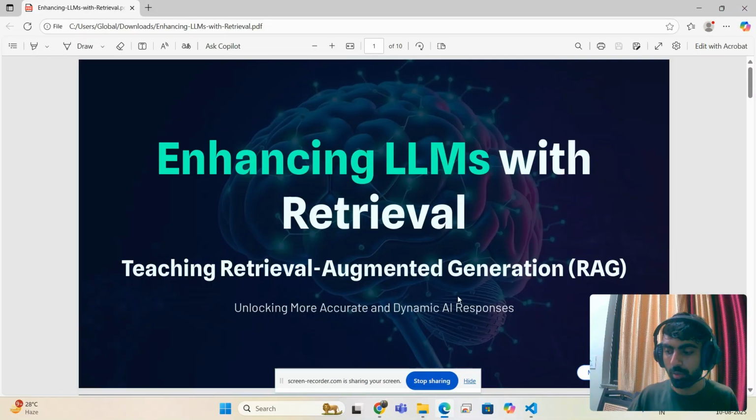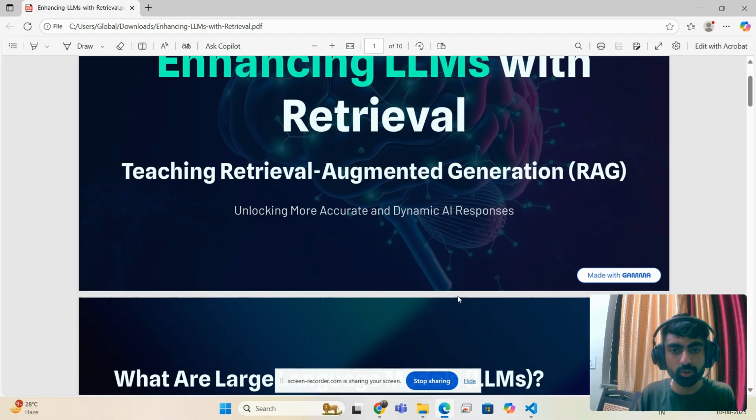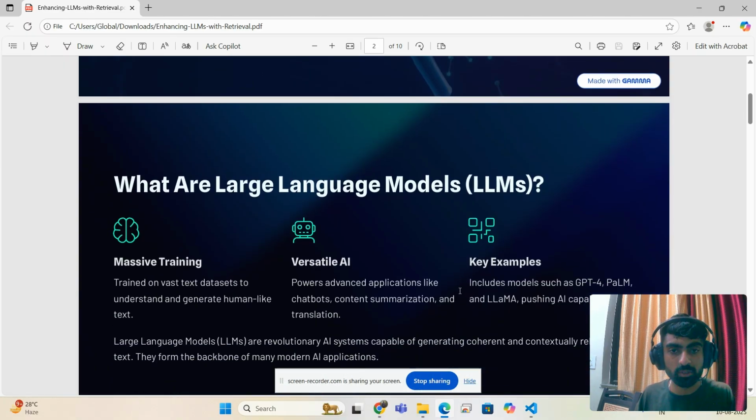So, hello everyone. Today we are going to discuss the concept of RAG. So, what actually is RAG? RAG means Retrieval Augmented Generation. Before discussing the concept of RAG, we will understand the concept of large language models. What are large language models?